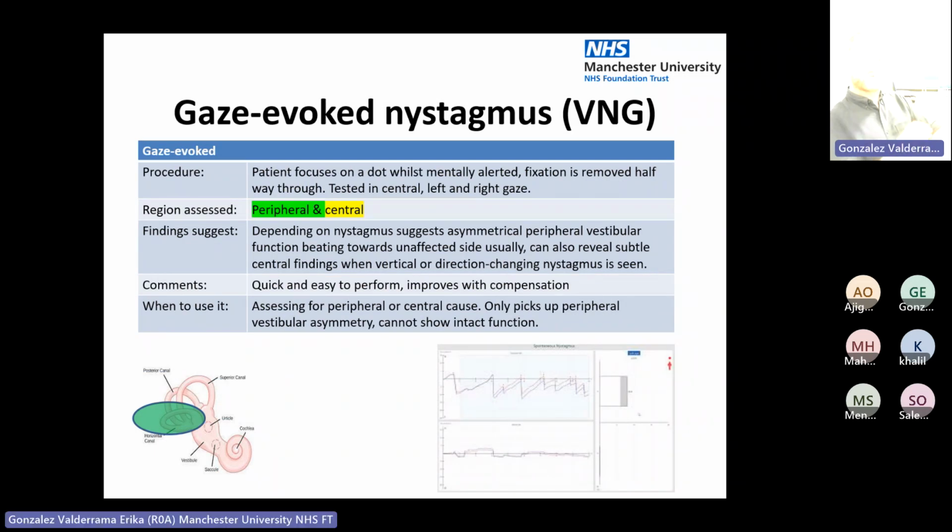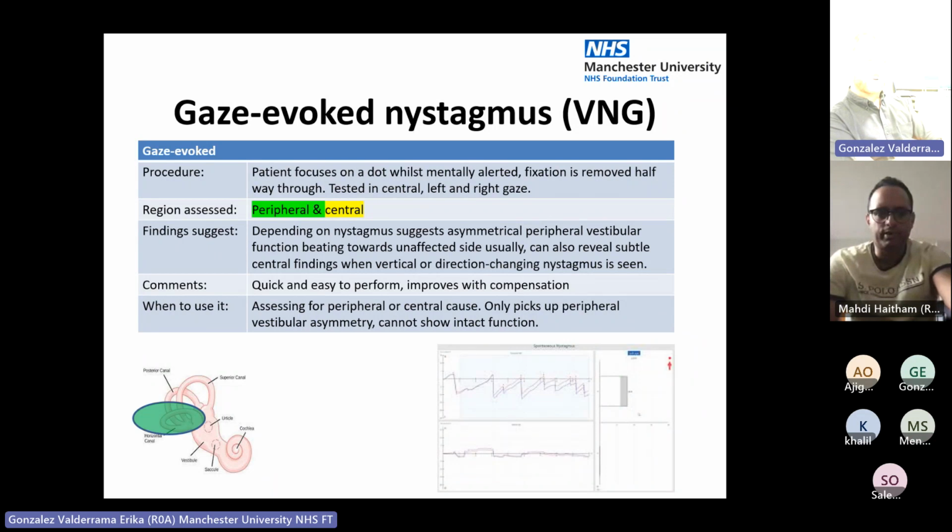This is just like we were talking about earlier, looking at nystagmus at the bedside, but if you want to look for vestibular nystagmus, you need to remove fixation. So this is a peripheral and central test, in that if you record the patient's eyes and this happens, this is the pattern of nystagmus, a drift and a flick.